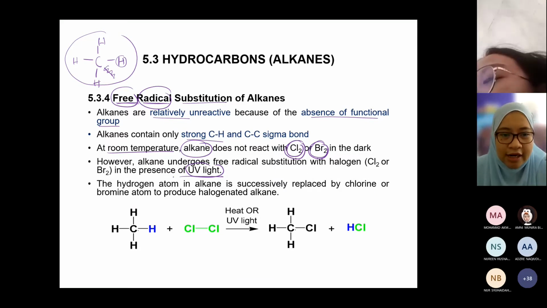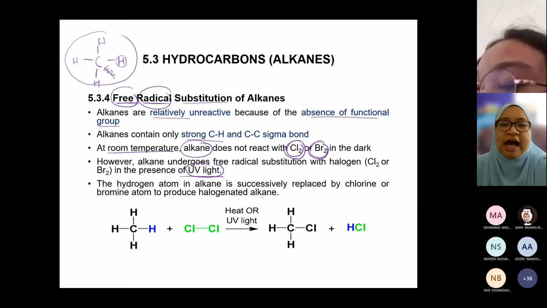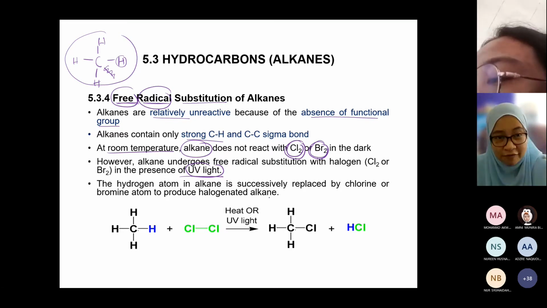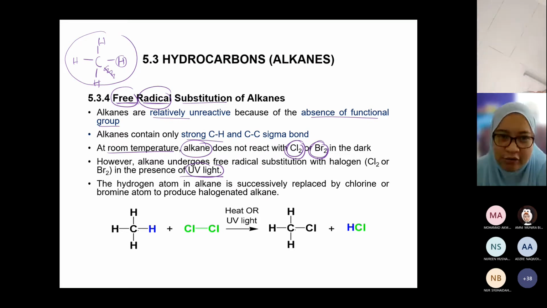So the hydrogen atoms in the alkene will be successively replaced by chlorine or bromine atoms to produce halogenated alkene. So once we have the free radical, all the hydrogens in the alkene can be replaced with the free radical, the chlorine just now, the bromine just now. So that's the idea of it lah.